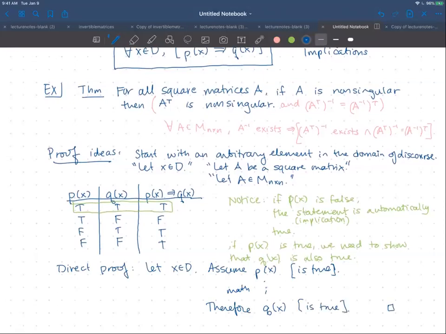And that's how we know that we've got a proof, right? We showed P of X being true means Q of X has to be true, and therefore the implication is true. If we started by saying assume P of X is false, the next line would be thus the implication is automatically true because that's how it's defined. So we don't bother writing it.